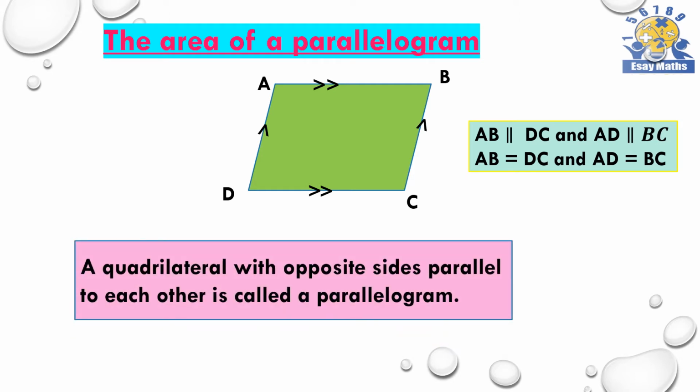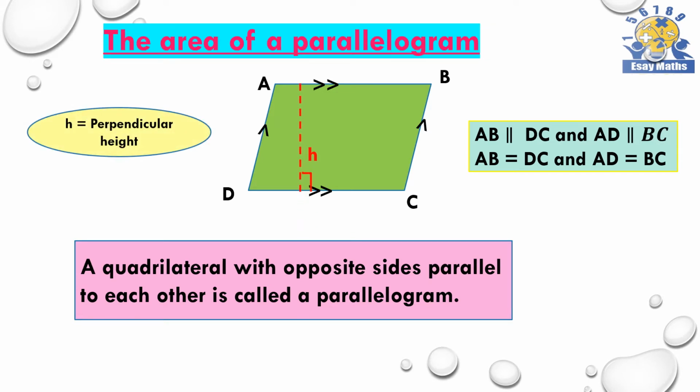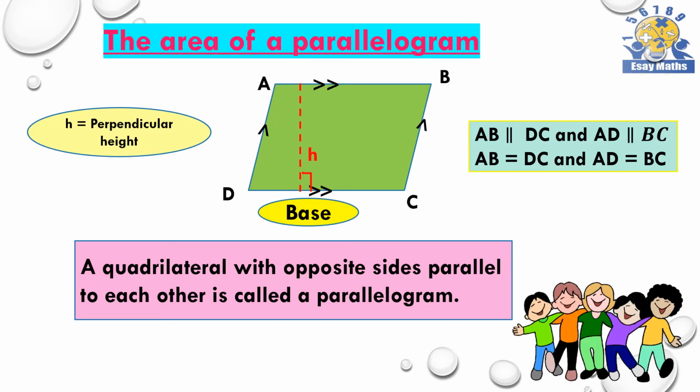I think now you have an idea. A quadrilateral with opposite sides parallel to each other is called a parallelogram. And opposite sides of a parallelogram are equal in length. Now I am drawing a perpendicular height. Perpendicular distance is the shortest distance in between a pair of parallel lines. So what is meant by the base? Base is the side which is touching the perpendicular.